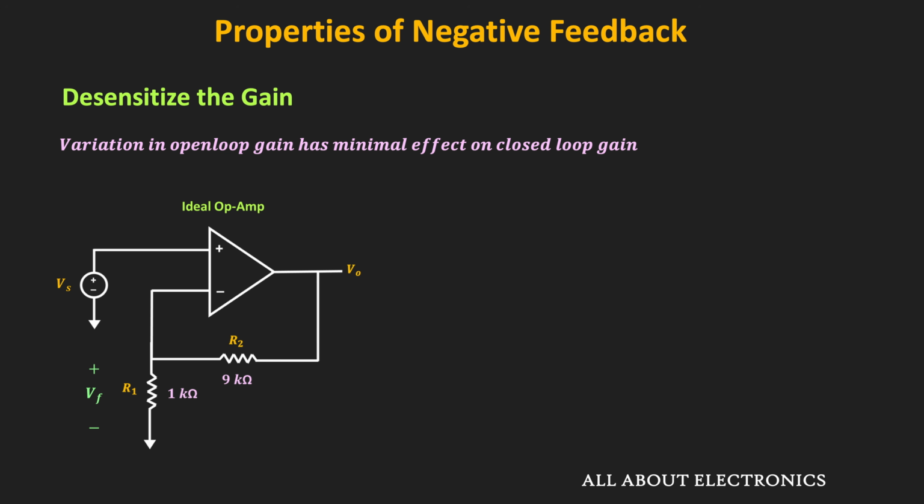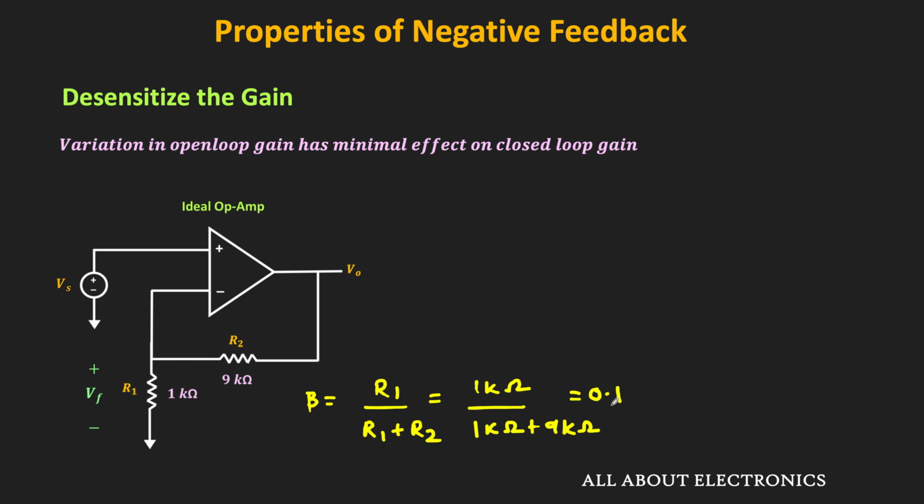As you can see, here the op-amp is configured in the non-inverting configuration. Here, we are taking the same values of R1 and R2 which we have taken in the previous video. That means R1 is equal to 1 kilo ohm while R2 is equal to 9 kilo ohm. So the feedback factor beta is equal to R1 divided by R1 plus R2, that is equal to 1 kilo ohm divided by 1 kilo ohm plus 9 kilo ohm, or that is equal to 0.1.